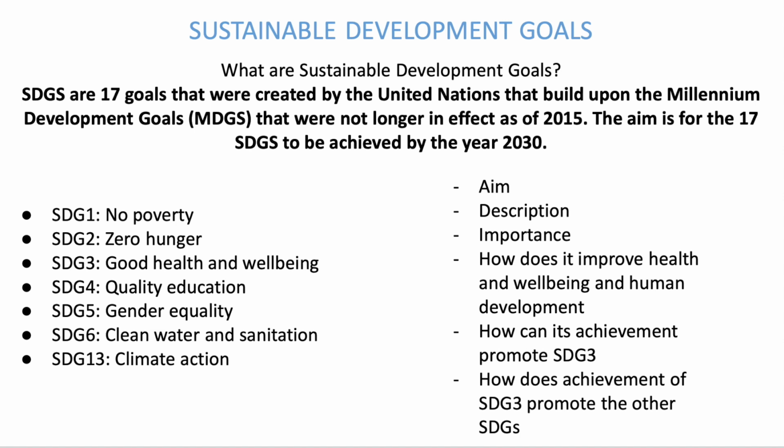The Health and Human Development Study Design only stipulates that we need to know 7 of these SDGs, and these include SDG 1, No Poverty, SDG 2, Zero Hunger, SDG 3, Good Health and Wellbeing, SDG 4, Quality Education, SDG 5, Gender Equality, SDG 6, Clean Water and Sanitation, and SDG 13, Climate Action.